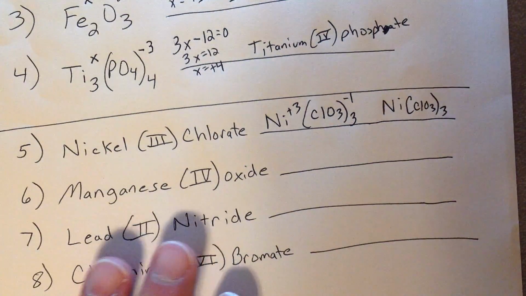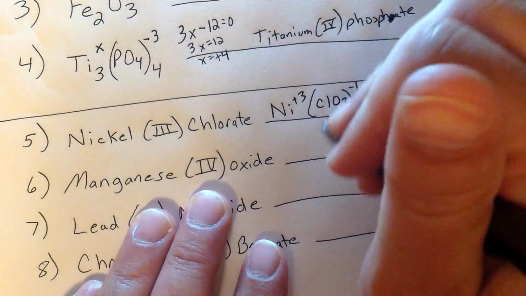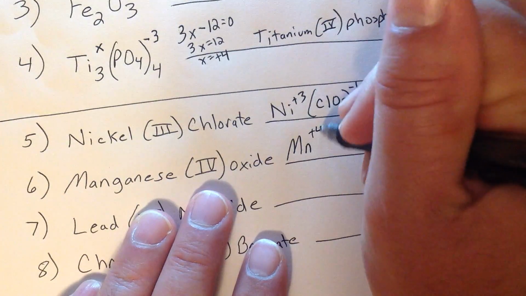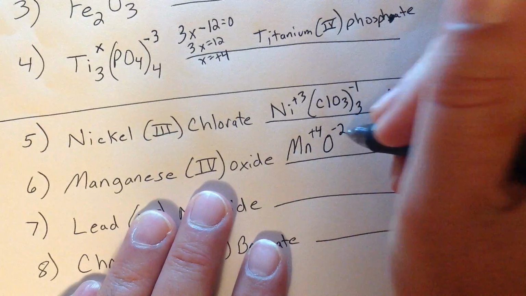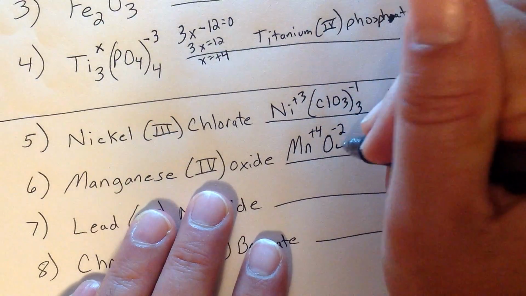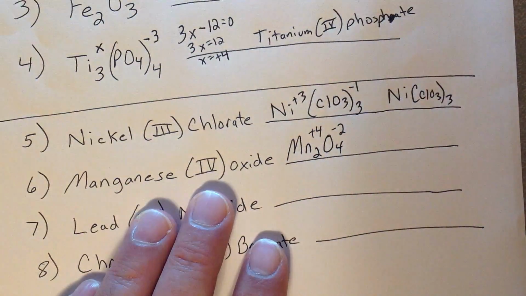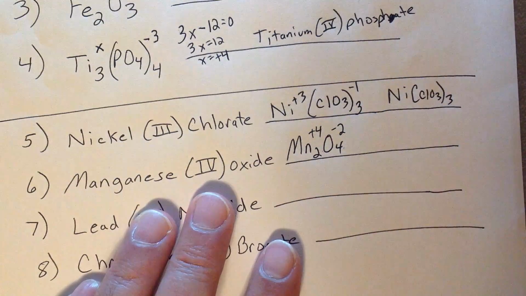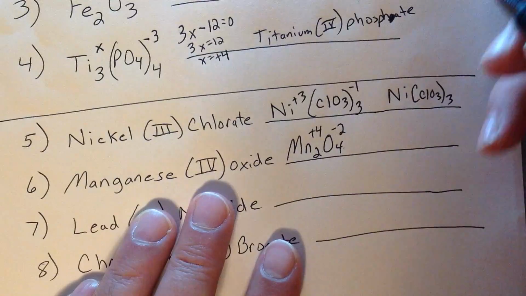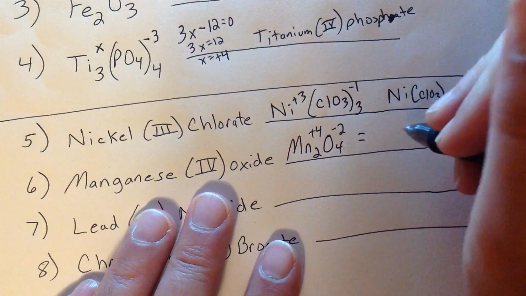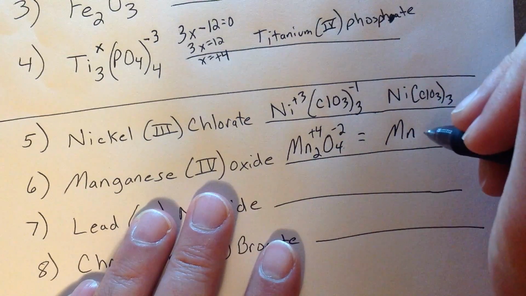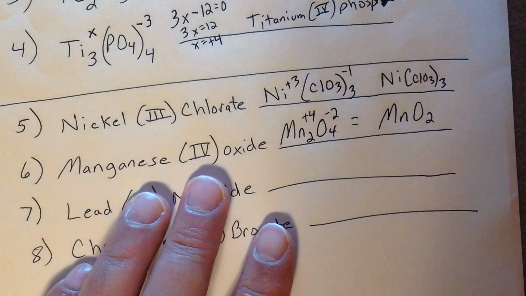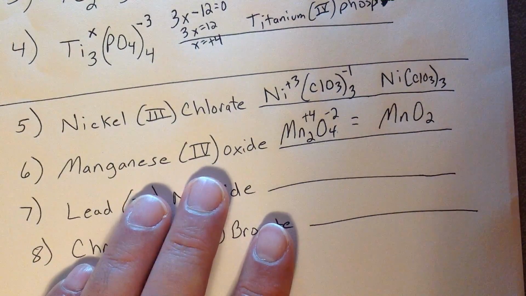Let's jump right in and do manganese 4 oxide. Now this one's actually a little trickier than you would think. Manganese 4, oxygen with a -2. Now if you jump right in and cross your charges, you've got a fraction. This looks like a ratio of 2 over 4. So what do you do in math with fractions? You reduce them to lowest terms. So that's going to equal MnO2.